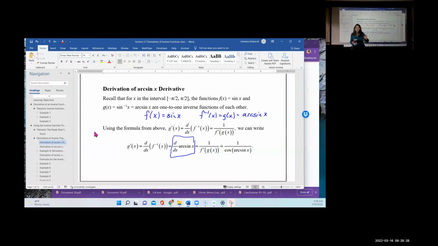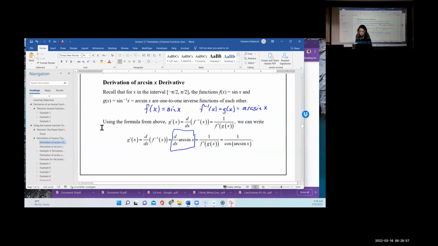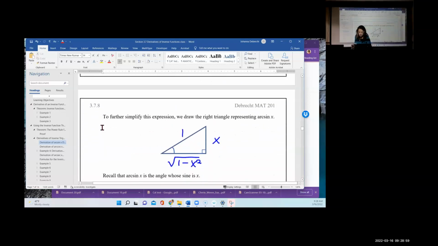Now, I promised you that this was going to be a really weird result and not be related to trig at all. So we're not done, all right? This is not the end of it. This is only part way through the formula. What we have to do now is draw a triangle. We need to draw the triangle for which the angle has a sine of x, which will be the next thing we do.